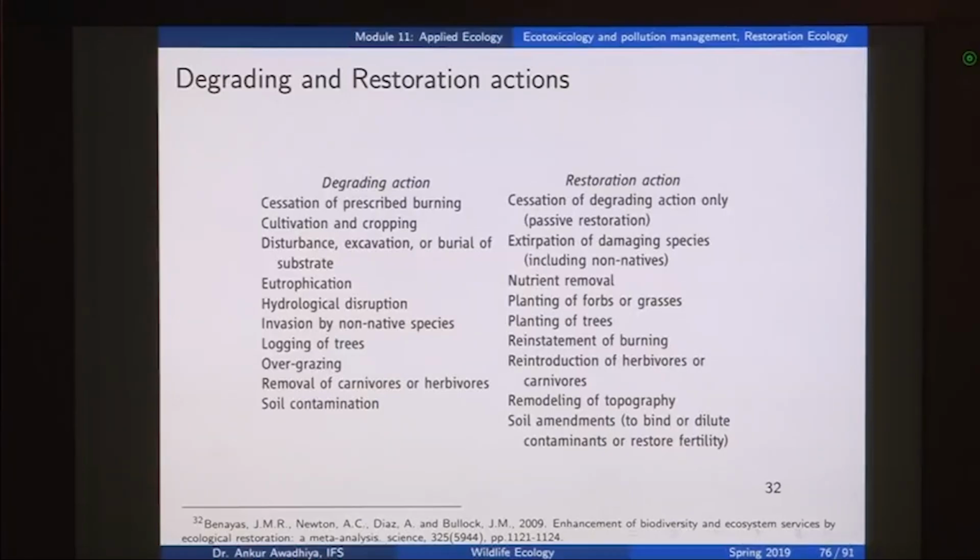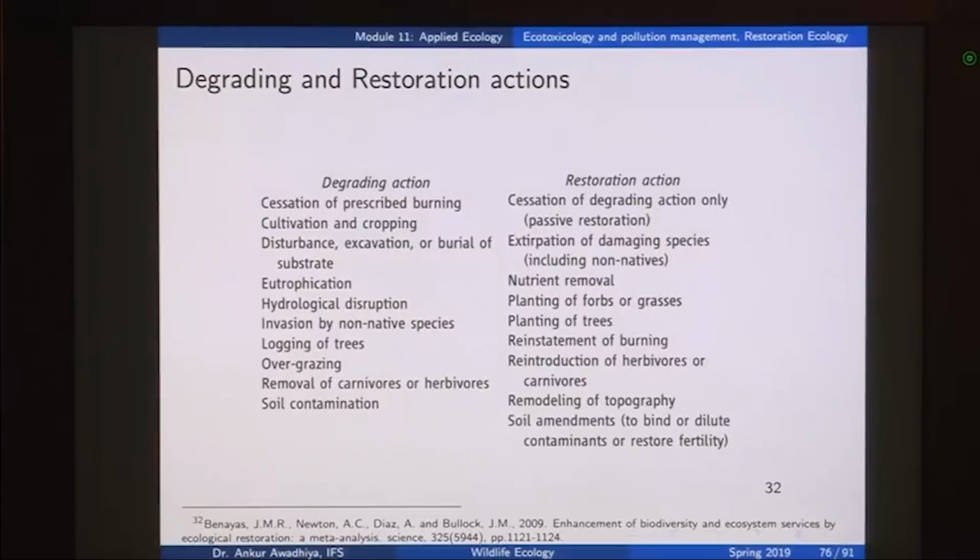Or reintroduction of herbivores or carnivores. So, for instance, in the case of Sariska Tiger Reserve, we lost all the tigers because of poaching, and once that happened, the environment started degrading again, and so we put a control on poaching. We were able to stop poaching and we brought in tigers from other areas. We brought in tigers from Ranthambore into Sariska. So, reintroduction of organisms into an area will also be a restoration action, and these organisms can be herbivores or carnivores. In the case of Madhya Pradesh, we are shifting Barasinghas from Kanha to other areas. So, that is also a restoration action.